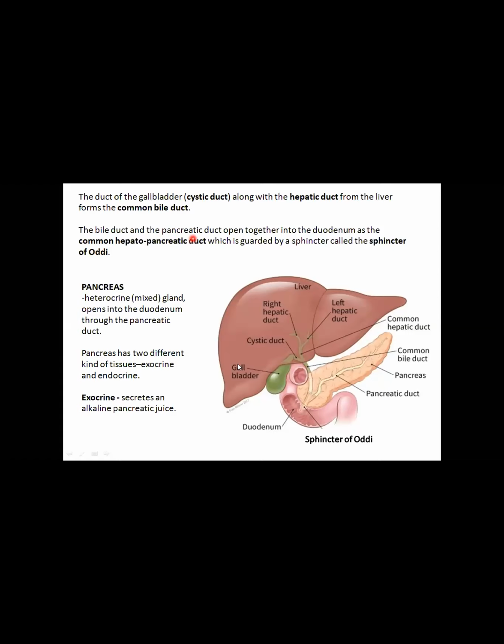ये दोनों duct अब किसके through open होते हैं? Common hepatopancreatic duct. Hepat is from liver, so liver से कौन सा आ रहा है? Ultimately common bile duct आ रहा है. Common bile duct joins with the duct of pancreas, that is pancreatic duct, and it forms a duct known as common hepatopancreatic duct. जिसमें liver का भी आ गया. It is guarded by a sphincter known as sphincter of Oddi.